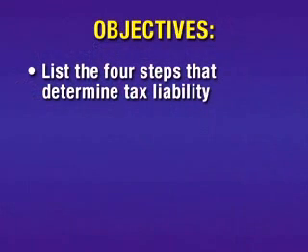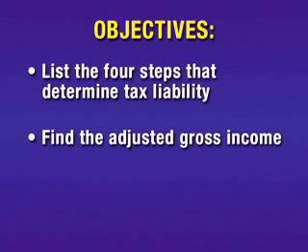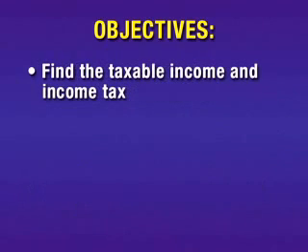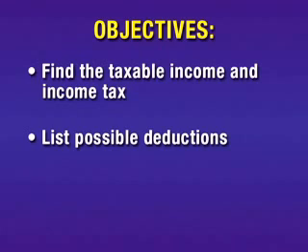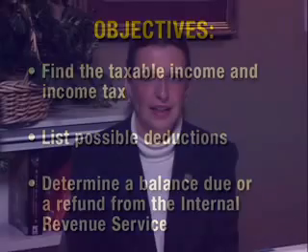The specific objectives we will cover are: we will list the 4 steps that determine tax liability. We will find the adjusted gross income. We will know the standard deduction amounts. We will find the taxable income and income tax. We will list possible deductions, and we will determine a balance due or refund from the Internal Revenue Service.